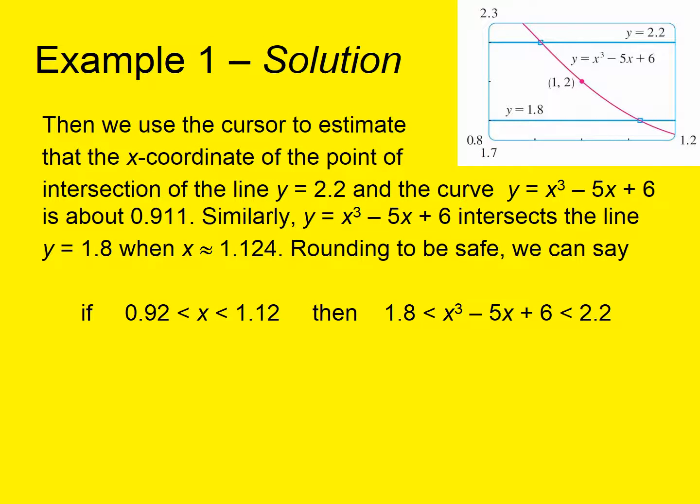Then we use the cursor to estimate, or we could use the trace feature, or we could use the intersect feature, my favorite. Find the x-coordinate of this point using the intersect feature. Second trace 5, enter, enter, enter. And then second trace 5, move the cursor left or right, enter, enter, enter. Then we use the cursor to estimate the x-coordinate of the point of intersection of the line y equals 2.2, that is that top horizontal line, and the curve.